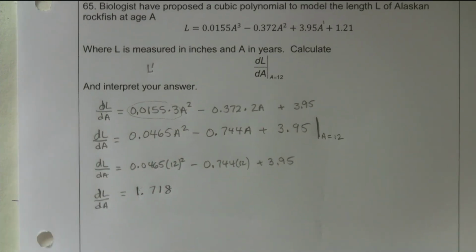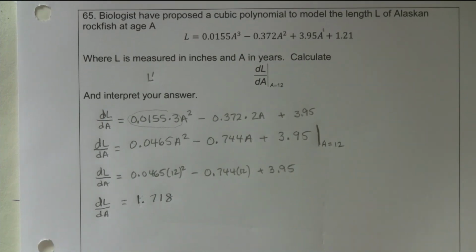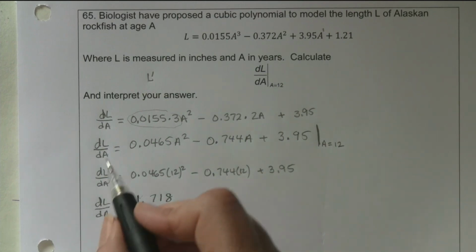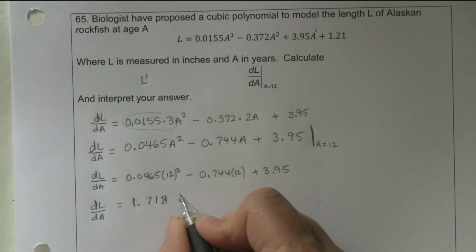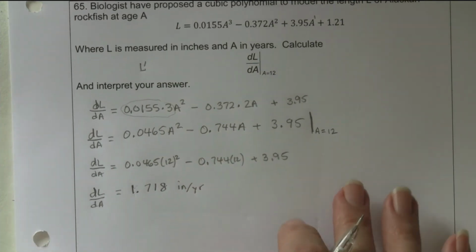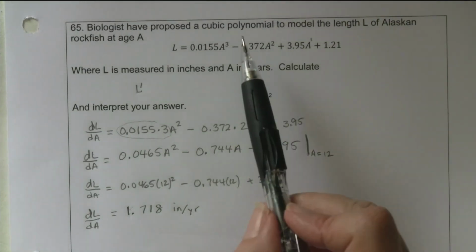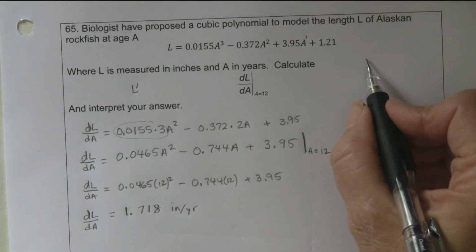A lot of times it helps to have the units on something when they say to interpret your answer. So L was the length, measured in inches, and A was the years. So this is inches per year, and this was modeling the length of this rockfish.